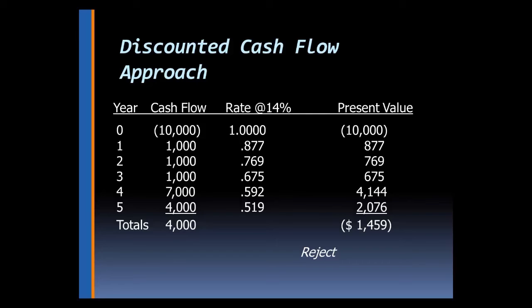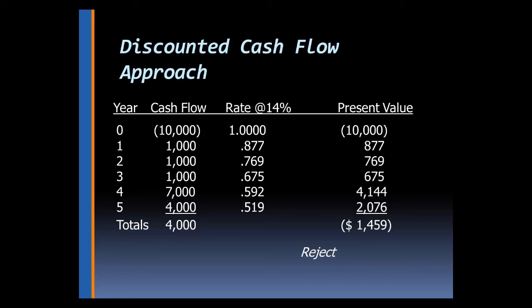Now let's take our project and apply discounted cash flow to it. So first we lay out the cash flows. Again, there you see year 0 and years 1 through 5. So at the bottom, our net return is $4,000. Now I'm going to use a discount rate of 14%.